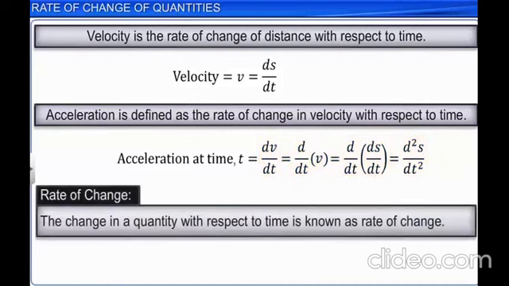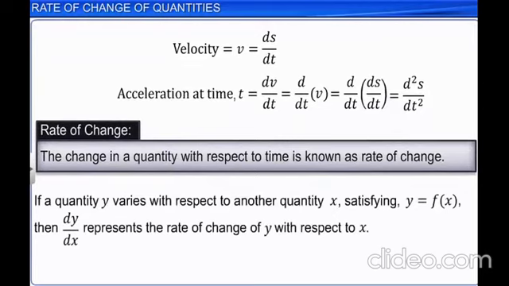Observe that in both the cases, a certain quantity is changing with respect to time. This change in one quantity with respect to time is known as rate of change. If a quantity y varies with respect to another quantity x, satisfying y is equal to f of x, then dy upon dx represents the rate of change of y with respect to x.